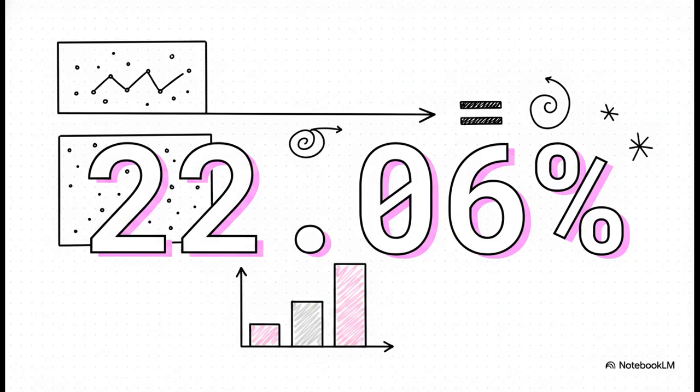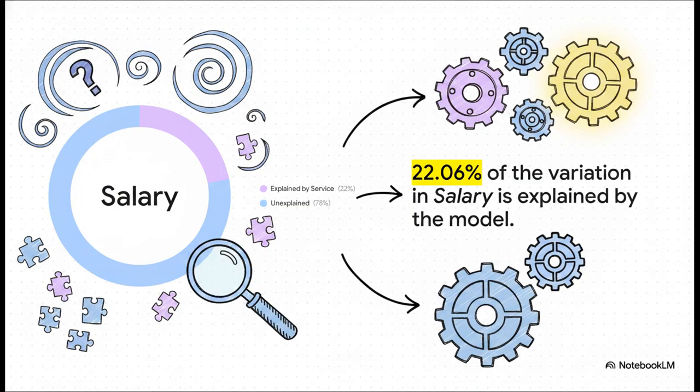So that's 555,420 divided by about 2.5 million. And boom, that gives us our R-squared value, about 0.22 or 22%. Now this is what R-squared actually means, and it's pretty cool when you see it this way. It tells us that our model, just using an employee's length of service, can explain about 22% of why salaries are different. But that means the other 78% is still a total mystery. It's unexplained by our simple model.